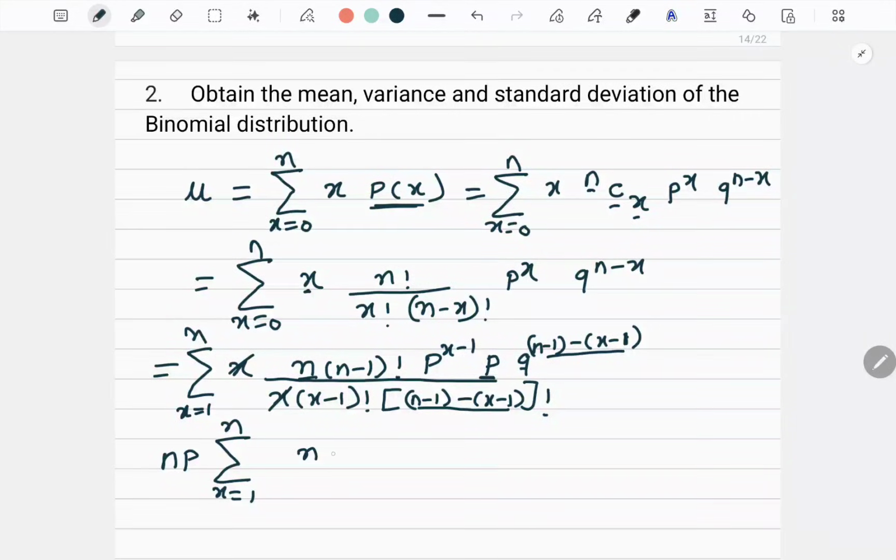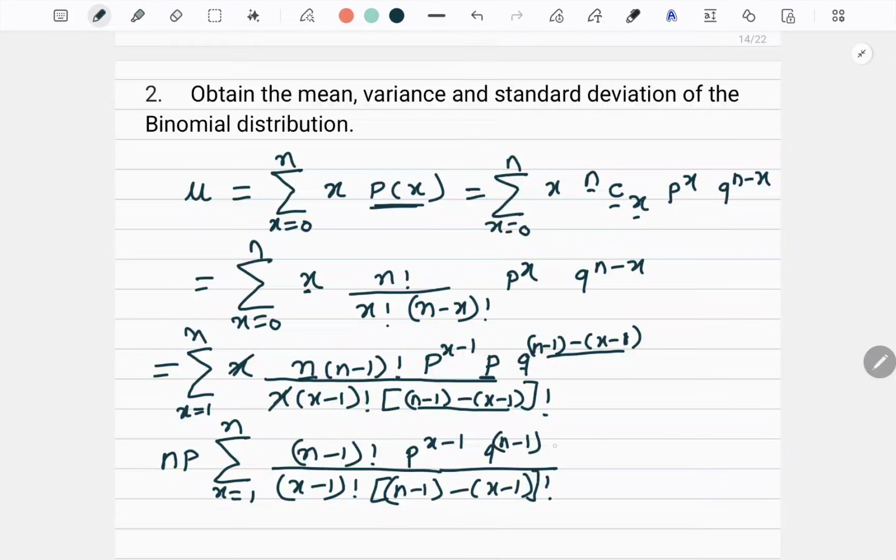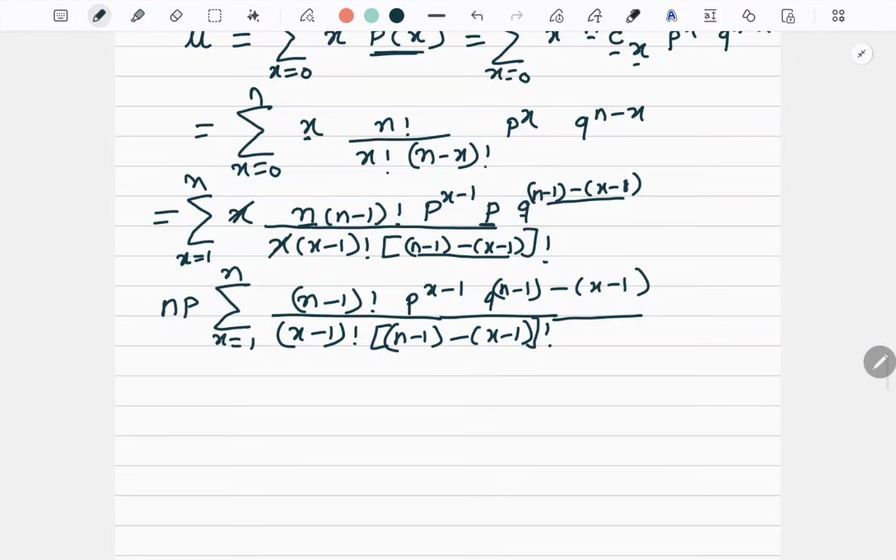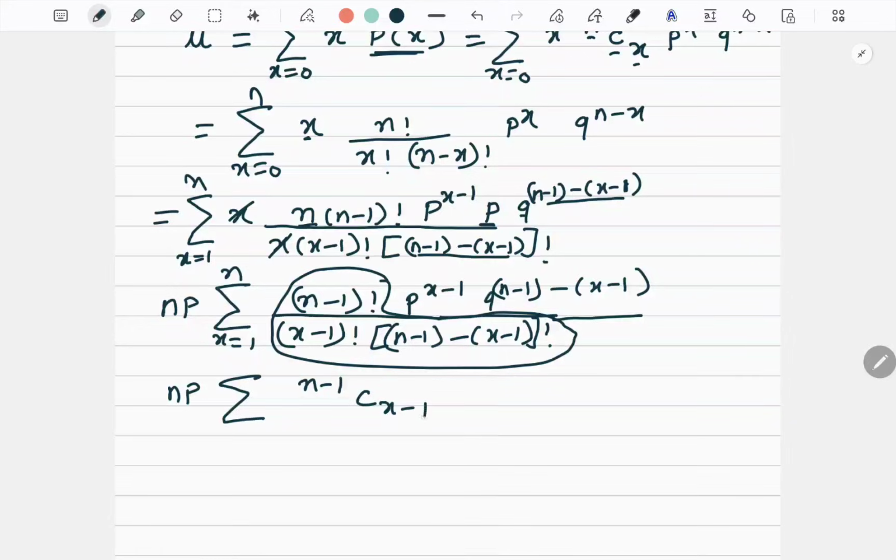So summation x is equal to 1 to n. Now what is left inside the summation? n minus 1 factorial upon x minus 1 factorial, n minus 1 minus x minus 1 factorial, p to the power x minus 1, q to the power n minus 1 minus x minus 1. Okay. Now observe it carefully. What is this? If you observe carefully, this is nothing but n minus 1 c x minus 1, p to the power x minus 1, q to the power n minus 1 minus x minus 1.